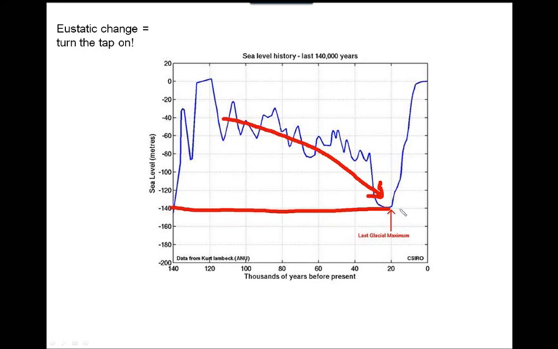Well, when the ice melts during warmer periods, i.e. the last 20,000 years has been a warmer interglacial period, here look, then sea levels rise, as you can see. They have done rather rapidly over the last 20,000 years or so. So most of that sea level rise has been due to eustatic changes. It's not quite as simple as that.